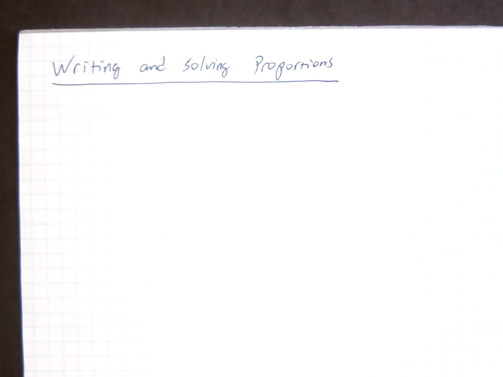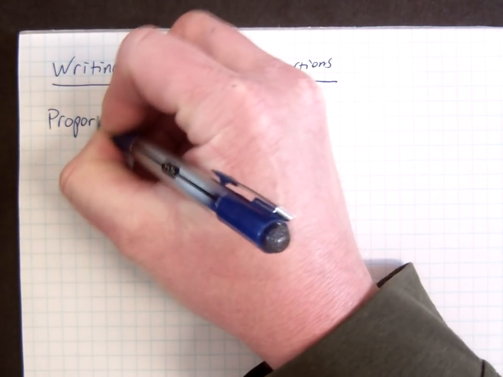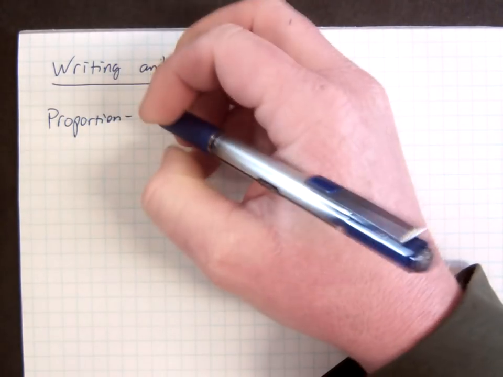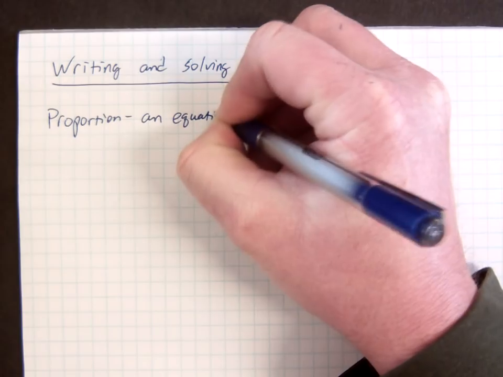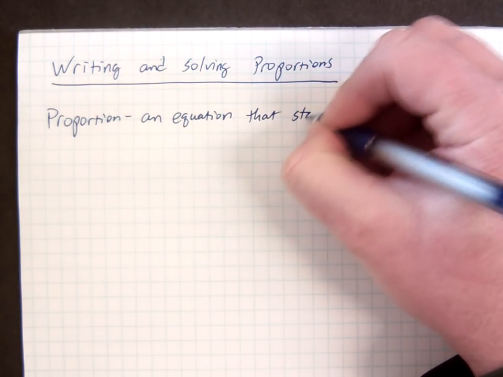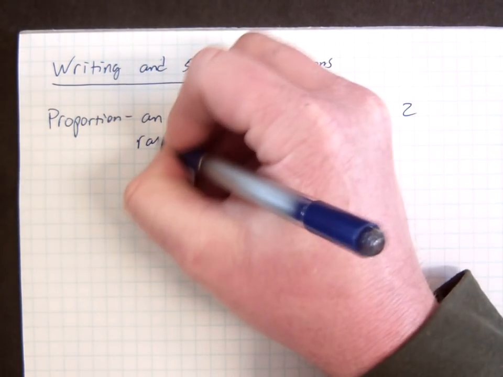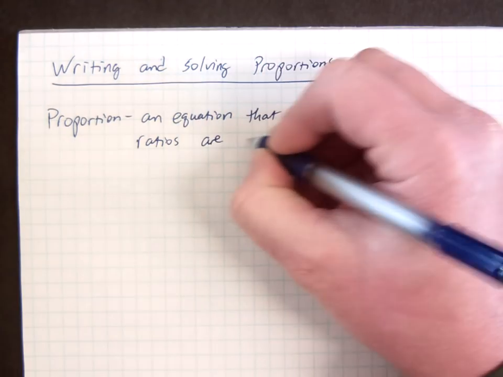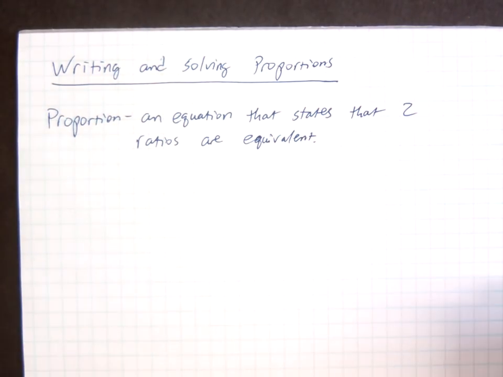Today's lesson is on writing and solving proportions. Let's start by defining what a proportion is. A proportion is an equation that states that two ratios are equivalent. So let's give a couple examples.